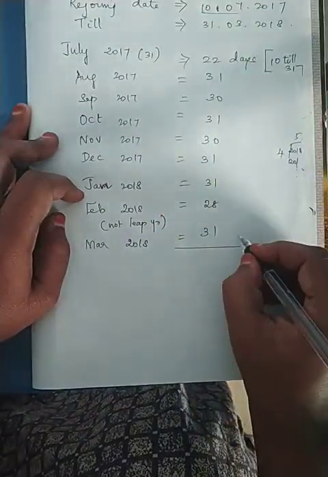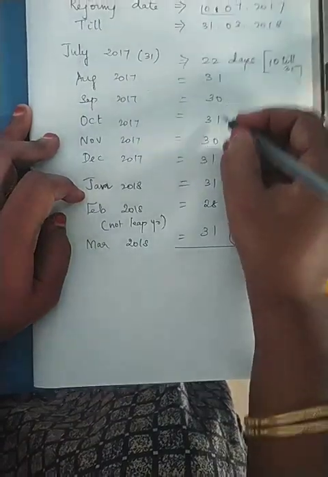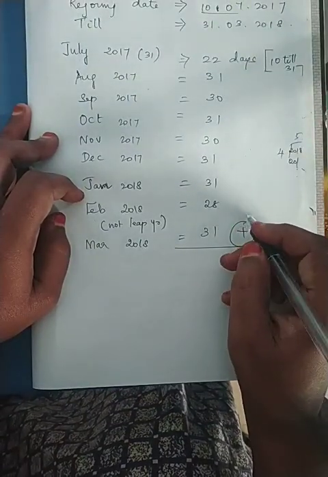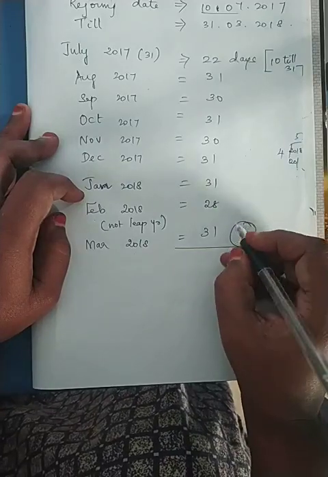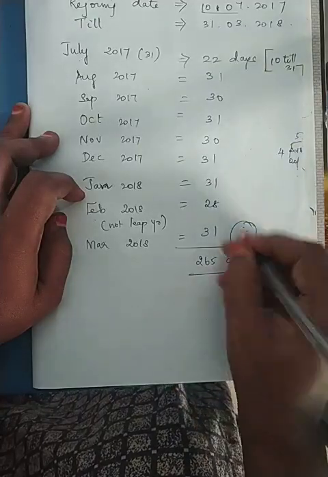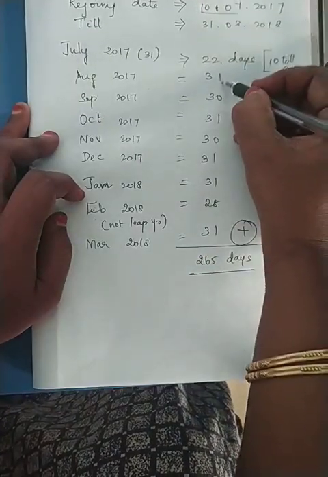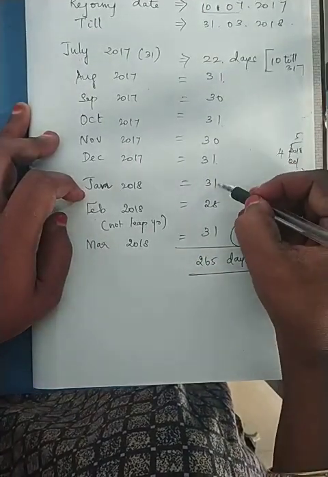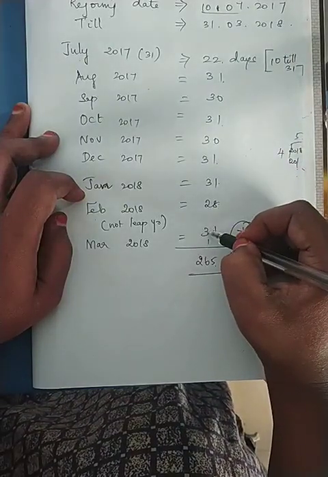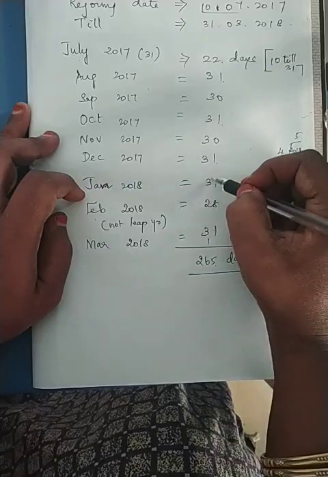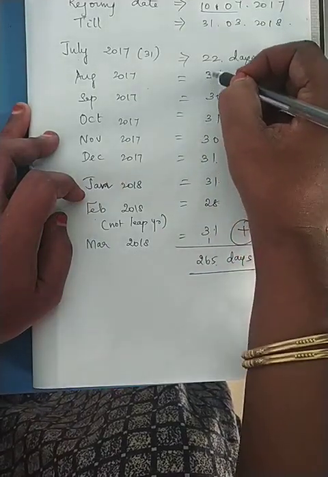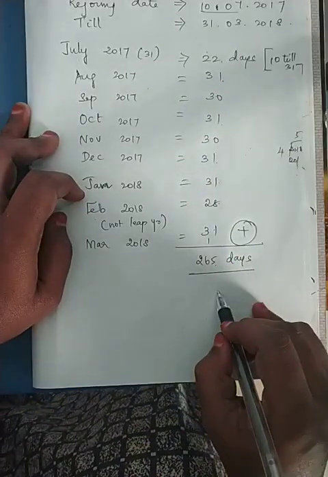So I have to add all these days first. When I add all these days, how many days will I get? You will be getting 265 days till here. If I add 3, 4, 5, 6, 7, 7 plus 8, 15. 4, 6, 6 plus 6, 12. 12 plus 6, 18. 18 plus 6, 24 plus 2, 265 days.